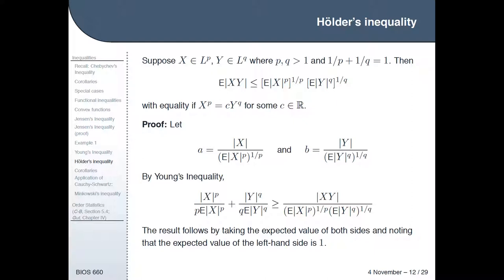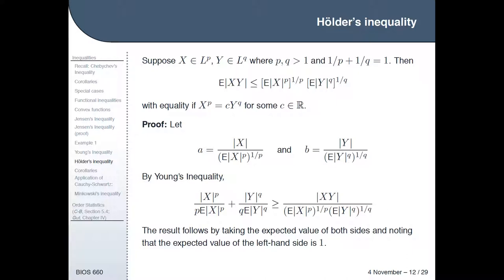So we get Young's inequality, take the expected value of both sides. The left-hand side ends up being 1 over p times the expected value of x to the p over the expected value of x to the p, plus 1 over q times the expected value of y to the q divided by the expected value of y to the q, so you end up with 1 over p plus 1 over q, which is of course equal to 1.